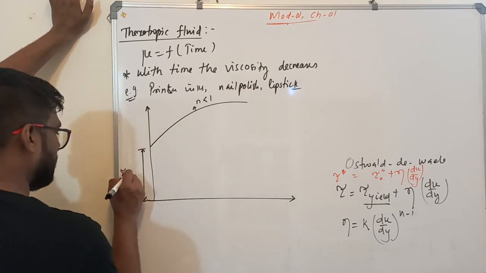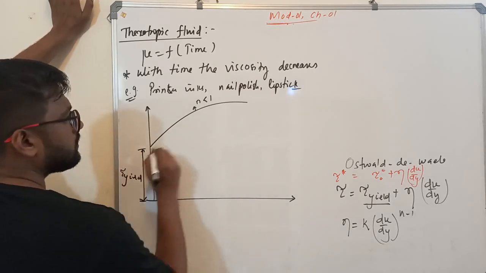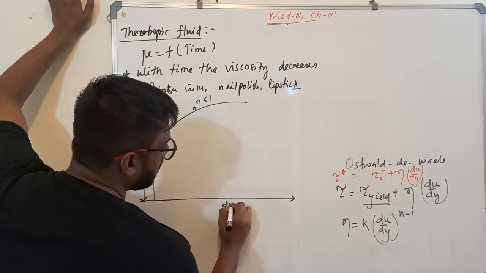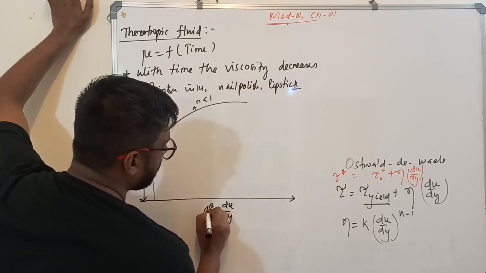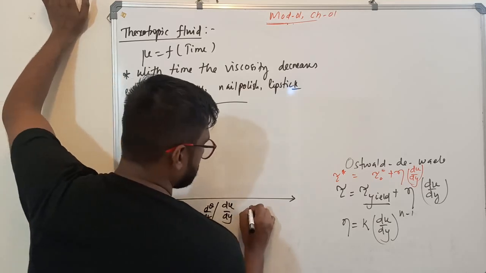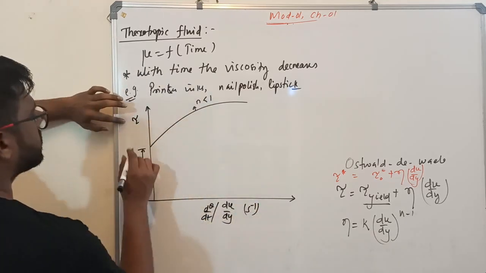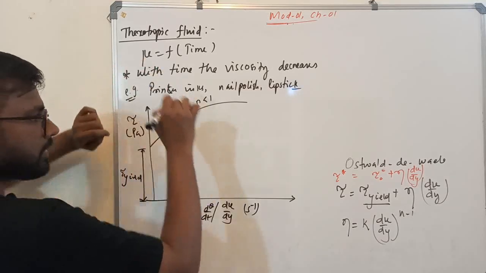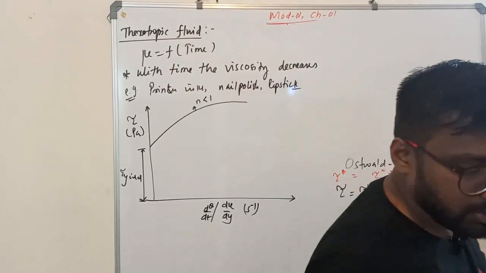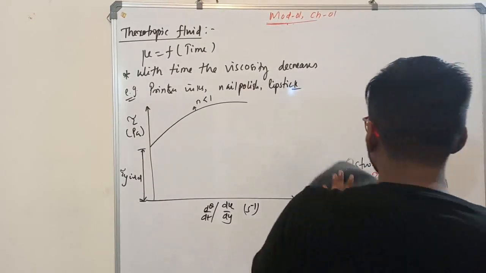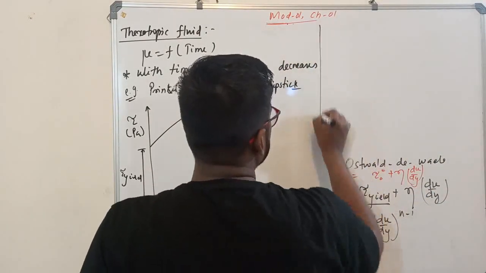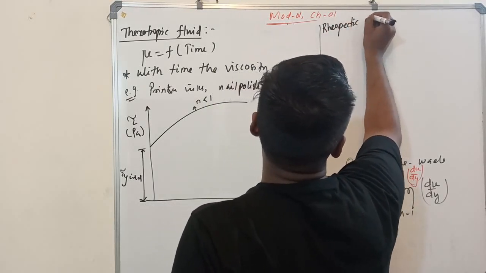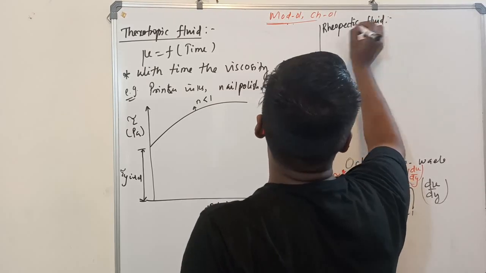So this is your tau yield. Tau yield, n is less than 1. We are taking shear stress along the y-axis, tau, unit is Pascal, and velocity gradient, or the shear strain rate, along the x-axis. Okay, this is your thixotropic fluid. The next kind of fluid is your rheopectic fluid. What happens in a rheopectic?